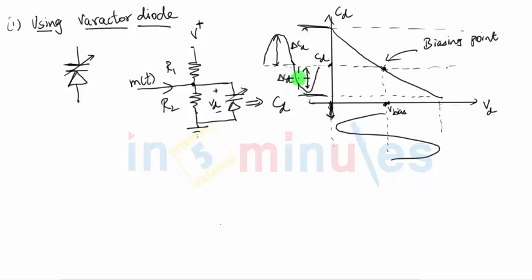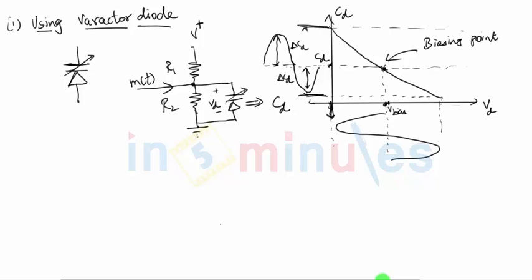So typical values of variable capacitance offered by a varactor diode will be in picofarads. For example, for any typical varactor diode, you may obtain the variable capacitance over the range, let's say, 10 picofarad to 150 picofarad, for example.